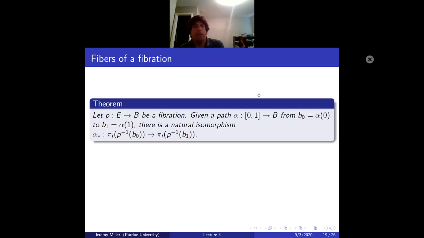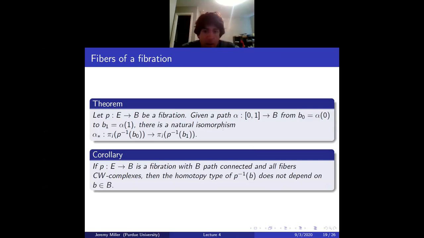So there's a theorem that says if E to B is a fibration, and you pick a path in the base, and you name the two endpoints of the path B0 and B1, then you get a natural isomorphism between the homotopy groups of the fibers. The way you prove this is you use path lifting, with some clever choice. So a corollary of this is if B is path connected and all the fibers are CW complexes, then the homotopy type doesn't depend on the point B in the base.